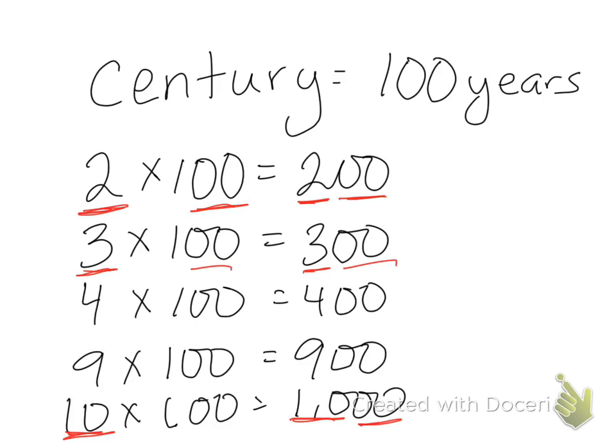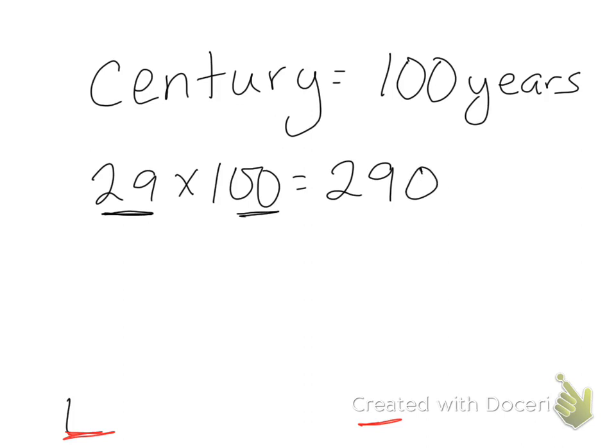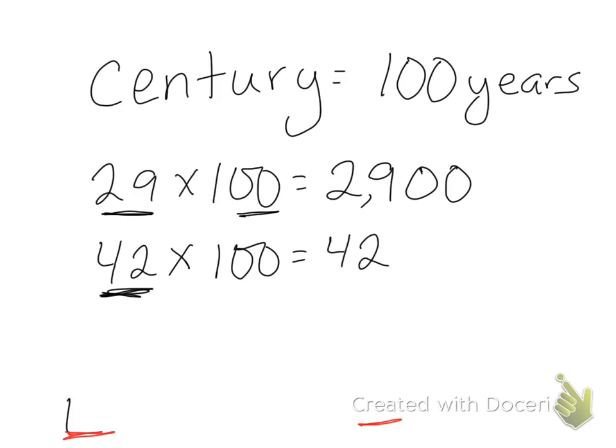Okay, so if I have 29 times 100, well, my answer will be the number I'm multiplying by, so 29, and then I'll put 2 zeros at the end. So 29 times 100 is 2,900. What about 42 times 100? Well, the answer is going to be 42, and then I'll have 2 zeros at the end. So 42 groups of 100 is 4,200.